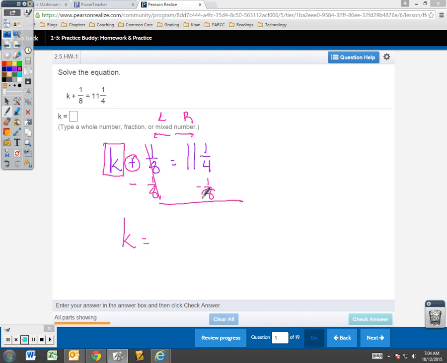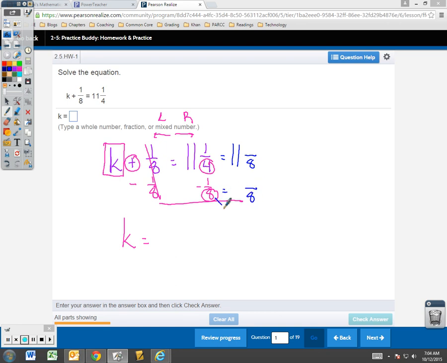Now the eighths and the fourths don't talk to each other. Let's get them to talk to each other. I'm looking at the denominators 8 and 4. What's their least common multiple? Well, it is 8. So I'm going to rewrite the 8 here. Since it already is 8, we'll just write the 8 down here.